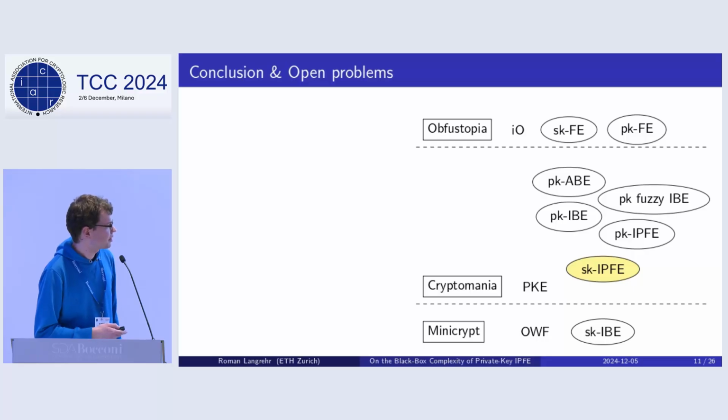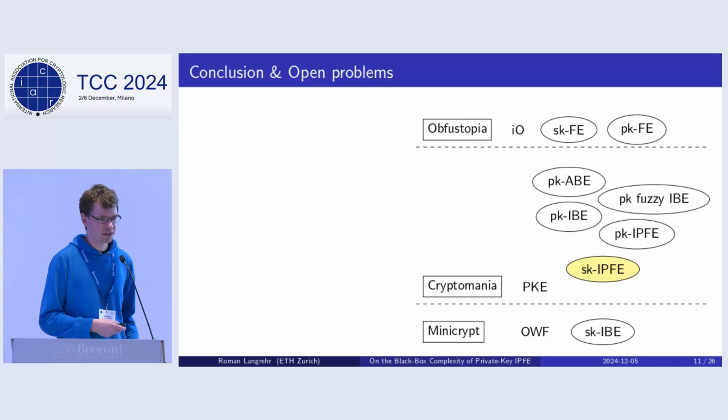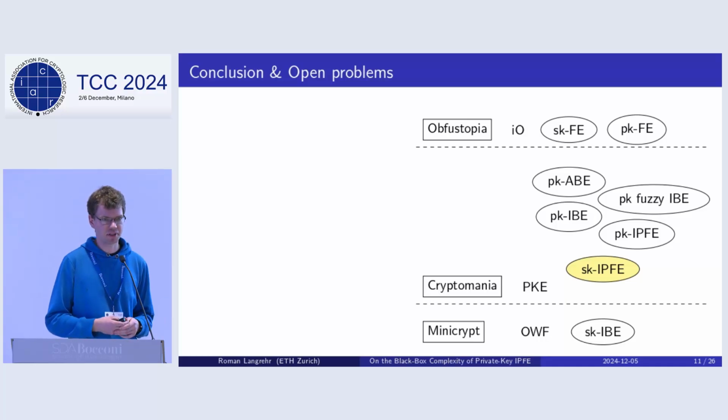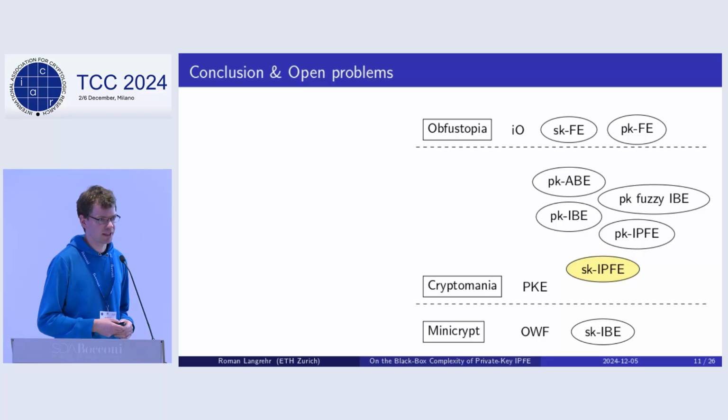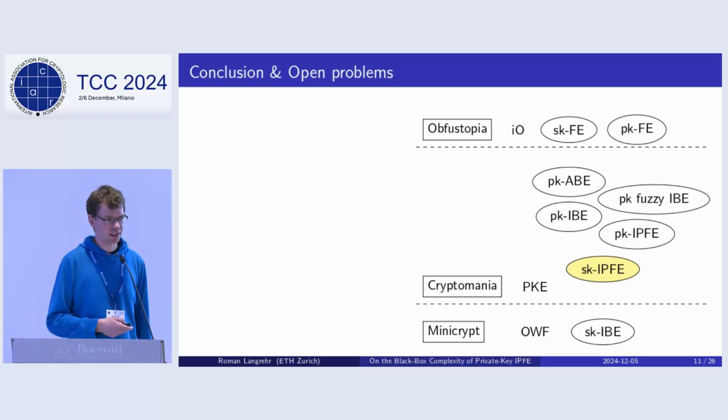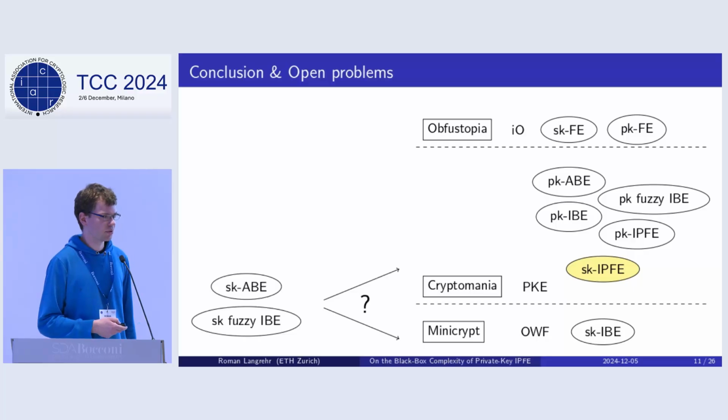So to summarize, we have seen that secret key IPFE, despite looking like a secret key primitive at first glance, probably requires public key assumptions. And this is in contrast to other functional encryption schemes like secret key IBE. It would be very interesting to get a better understanding of what the black box complexity of other functional encryption schemes is. So for example, for secret key attribute-based encryption, we don't know whether it can be built from just one-way functions or not.